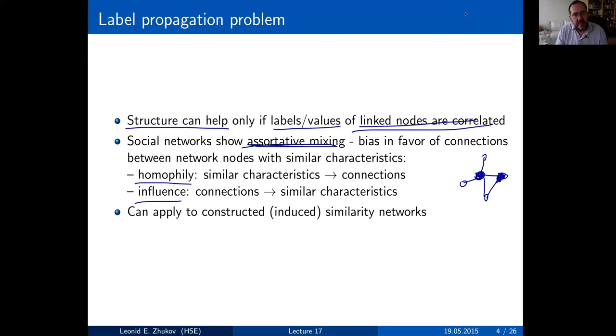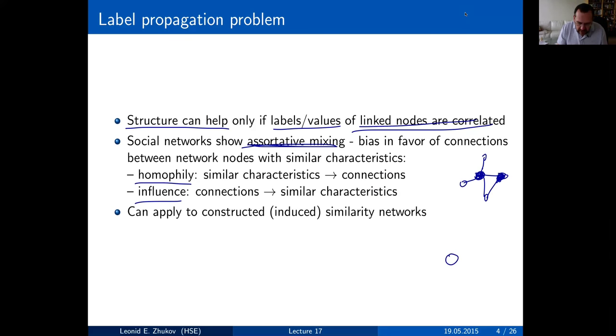And so that means, making the assumption that nodes are connected because they're similar, we can try to apply some sort of label propagation scheme and predict labels of unlabeled nodes based on the labels of their neighbors. Okay? So that's the core of the idea.